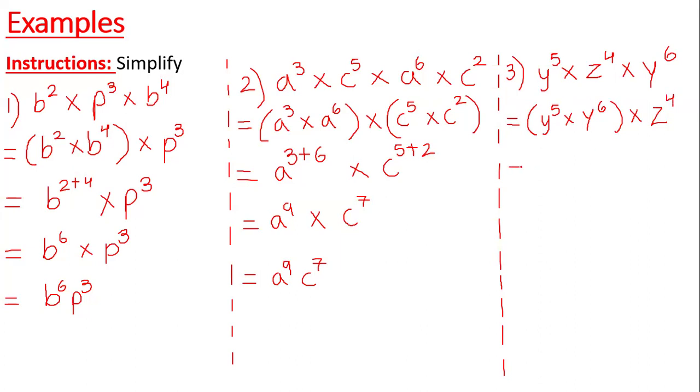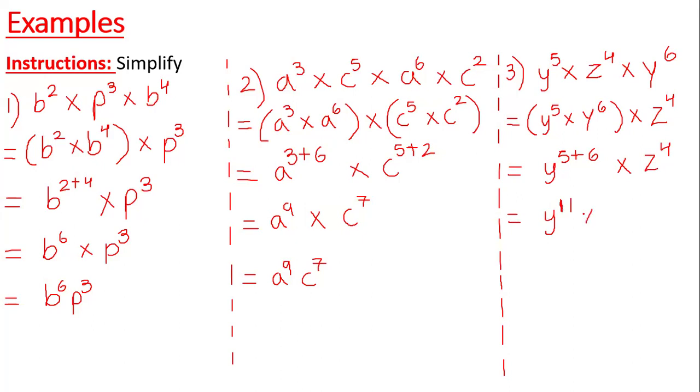Next, we have y to the power of 5 plus 6. That's going to be what? What is 5 plus 6? 11. Very good. Multiplied by z to the power of 4. This is going to be equal to y to the power of 5 plus 6, which is 11. So 5 plus 6 is 11.